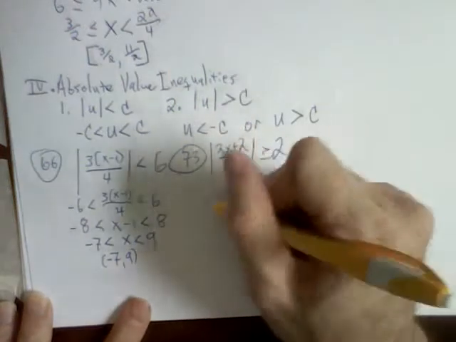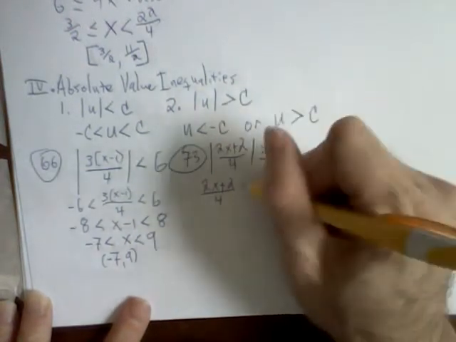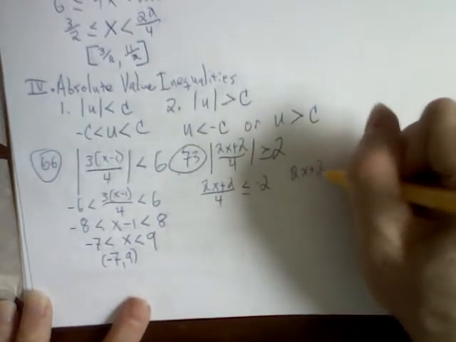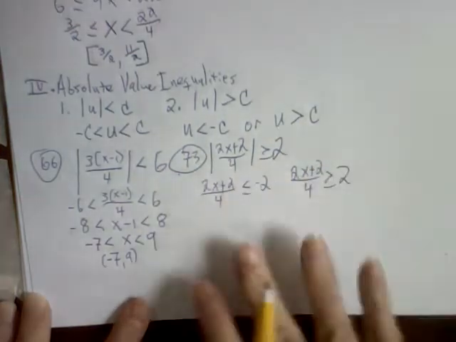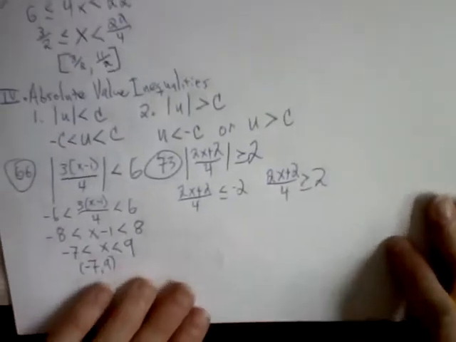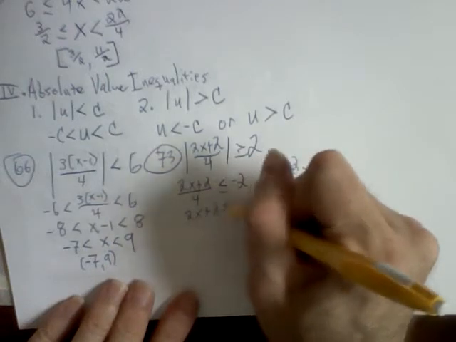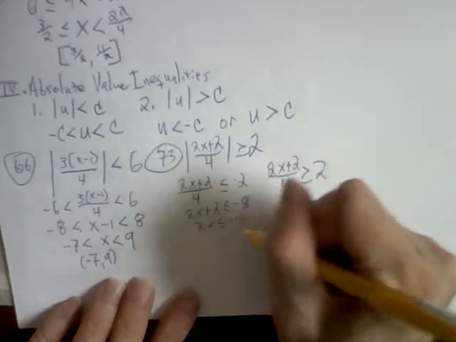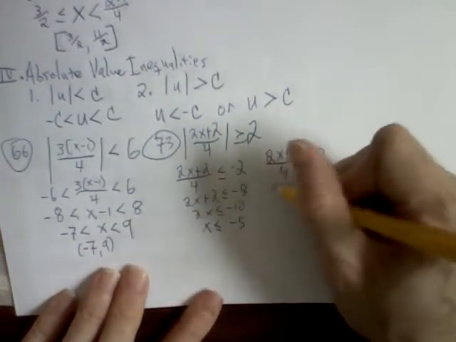Okay. So we need 2 inequalities this time. We need 2x plus 2 over 4 less than or equal to -2, or we need 2x plus 2 all over 4 greater than or equal to 2. Okay. So you have to solve these two completely independently. 2x plus 2 less than or equal to -8, 2x less than or equal to -10, so x is less than or equal to -5 over here.